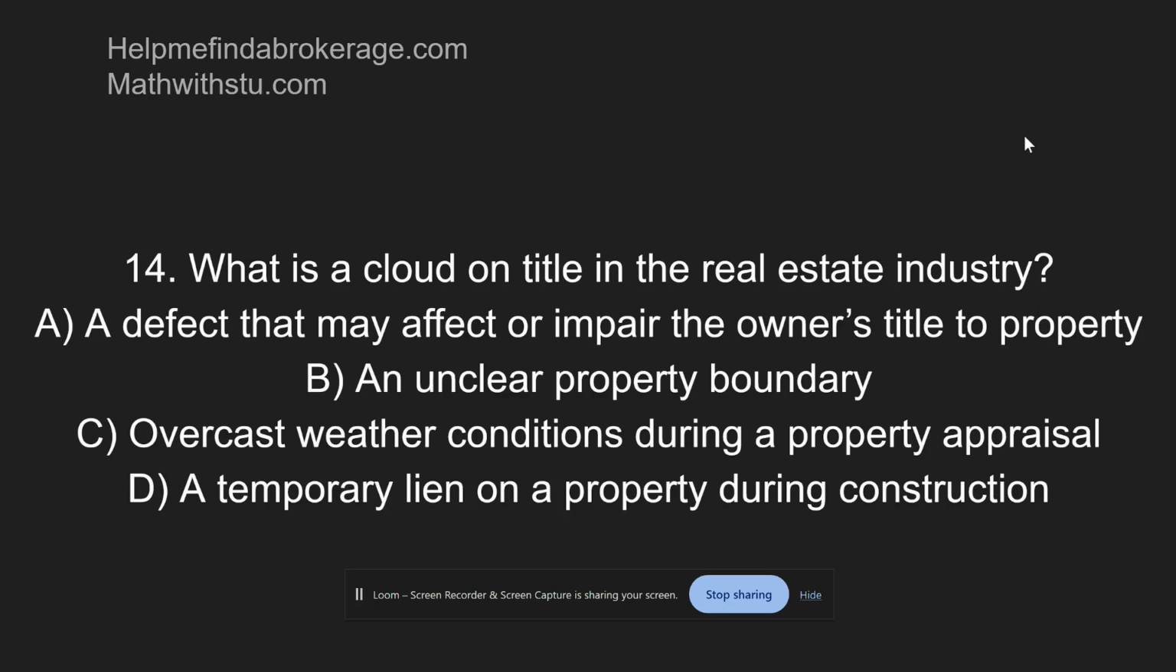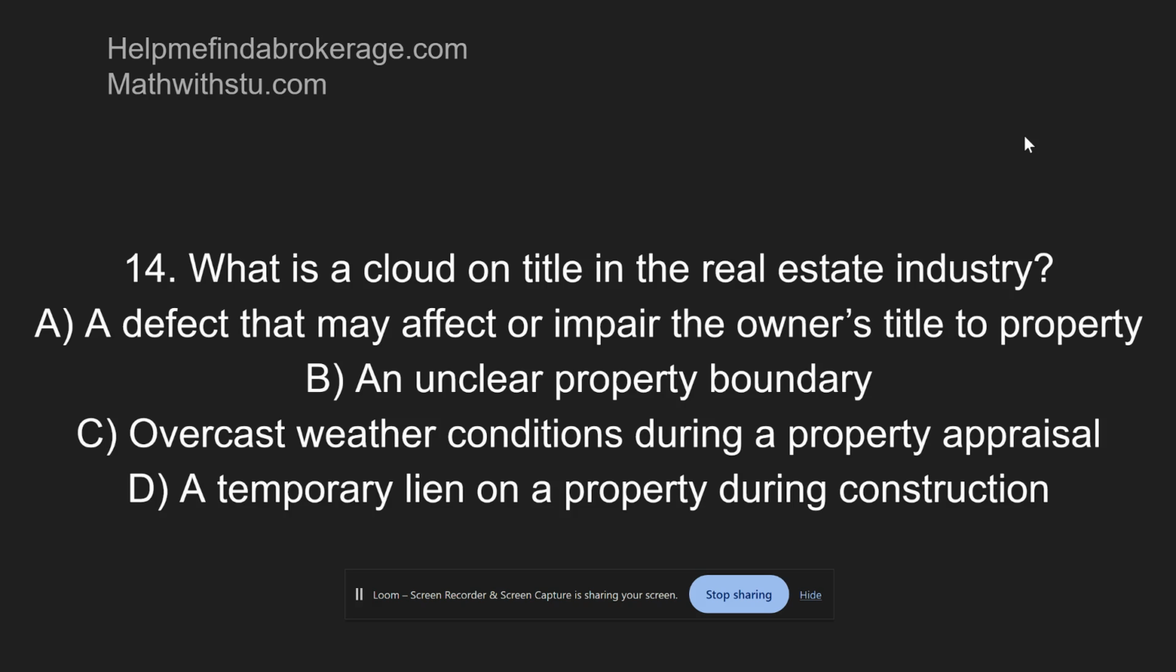This is number 14, and it says, what is a cloud on title in the real estate industry? So we're talking about, what is a cloud on title? A, it's a defect that may affect or impair the owner's title to the property. B, it's an unclear property boundary, overcast weather conditions during a property appraisal, or a temporary lien on a property during construction. What say you? So what is a cloud on title? Sometimes you might hear the terminology that the title is clouded, right? And there's certain things that they could do to remedy this cloud on the title. But what is it?